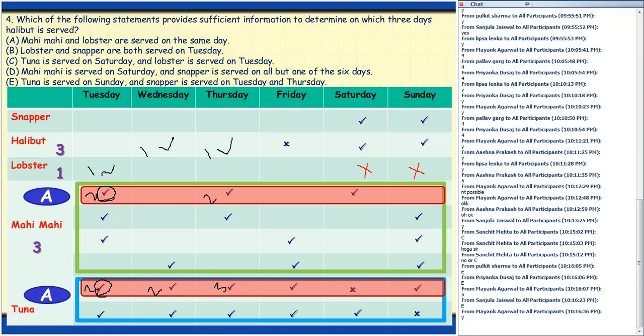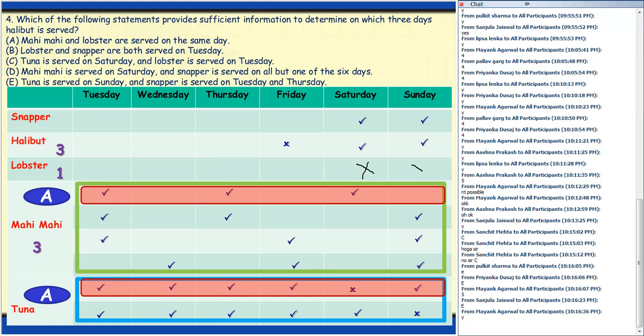So option A is not sufficient. From option A, there are two possibilities. Halibut can be served on Wednesday or maybe Thursday. So you will not get a unique answer. So option A is not the answer. Let's move to the next option. Option 2: lobster and snapper are both served on Tuesday.